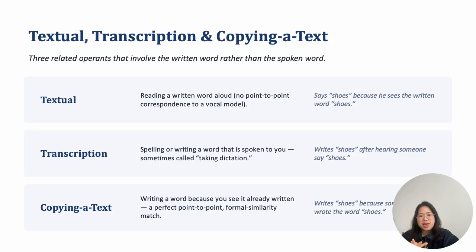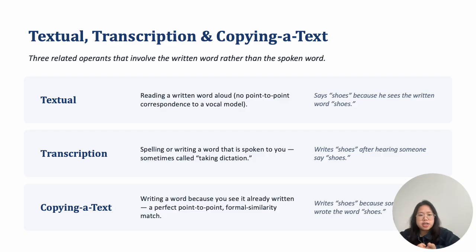And the last 3 elementary verbal operants all involve the written word rather than speech. So first is the textual. Textual is reading a written word aloud, saying "shoes" because you see the written word "shoes," with no point-to-point correspondence to a verbal or vocal model.